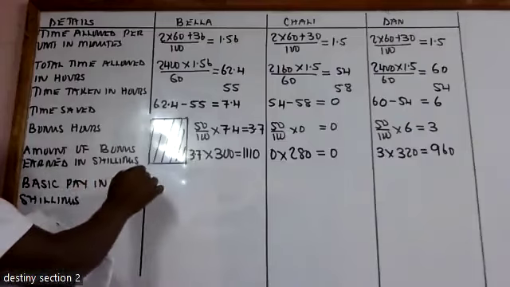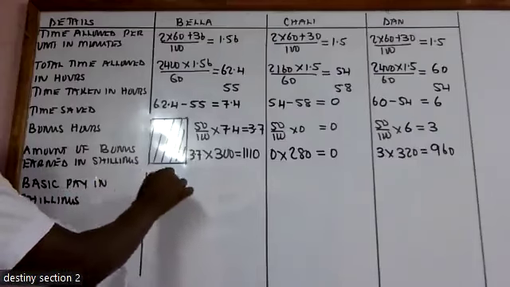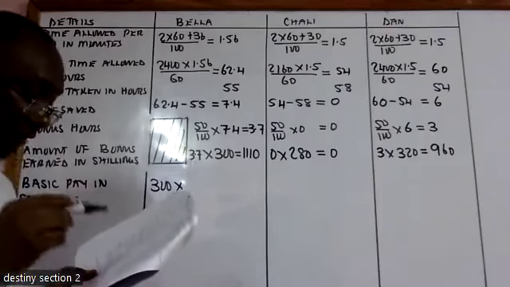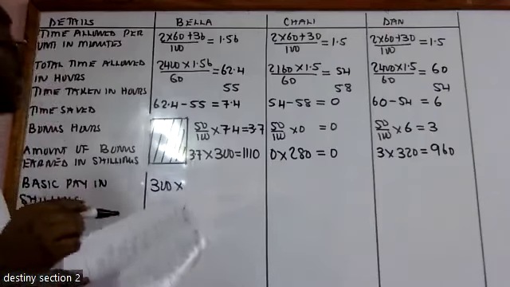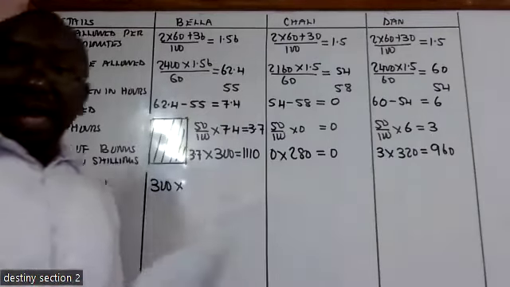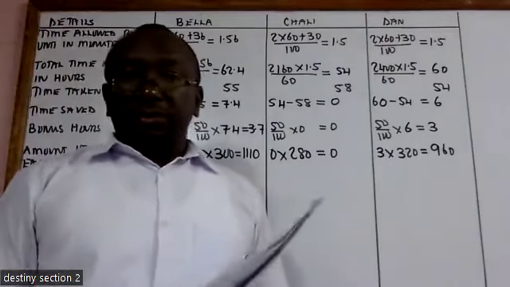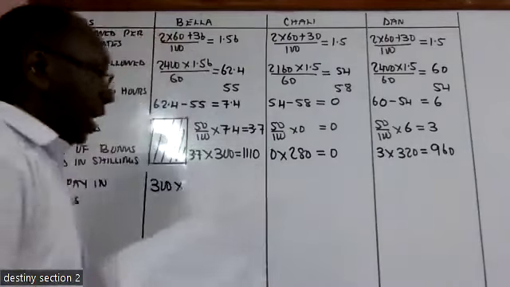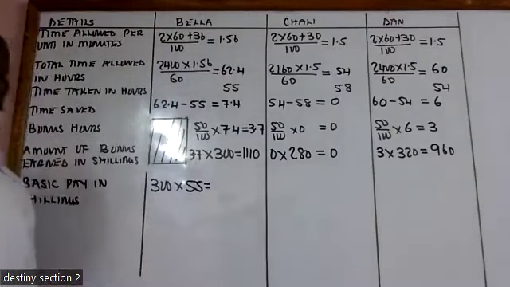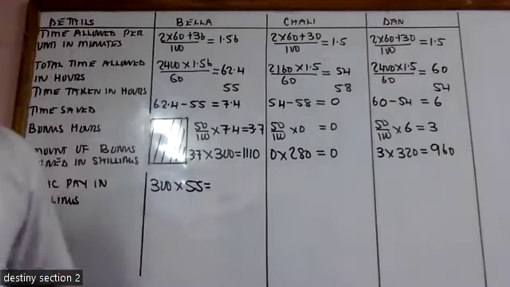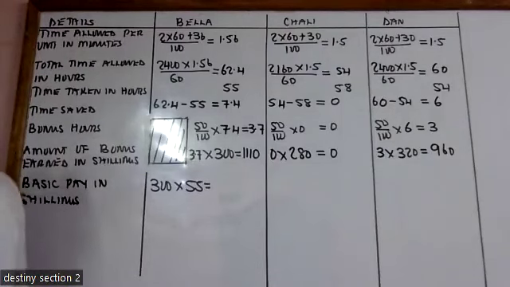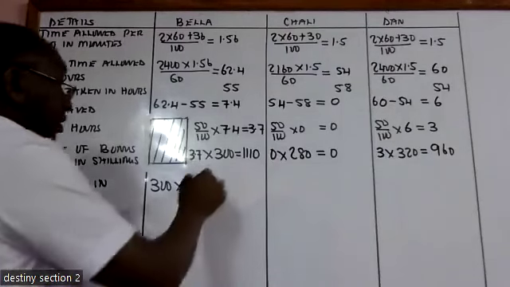Ama tuanzie na basic. Basic rate huyu ni 300. And the time taken is 55. Hiyo ndio nalipwa na alikuwa amekubaliwa what? 62.4. So he has not exceeded the time that was allowed. So yeye atalipwa hii 55. So tell me 300 times 55 is what? 16,500.